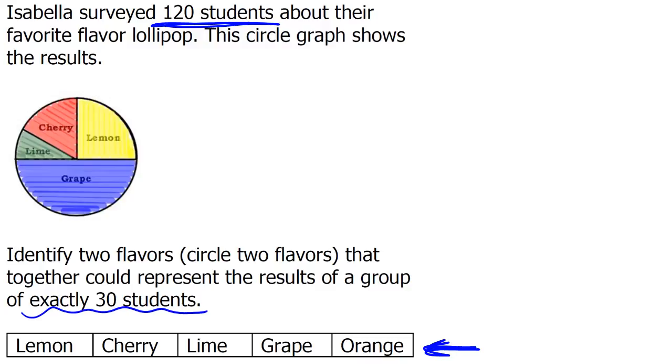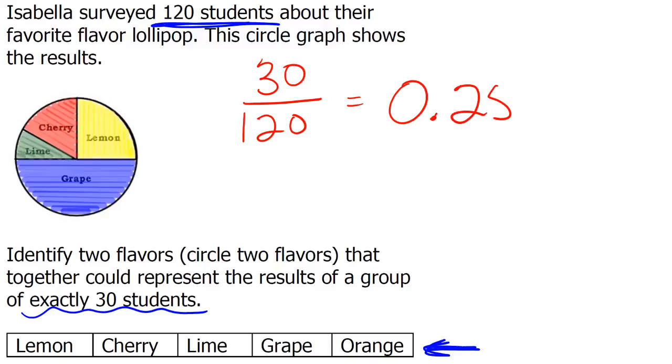For this one, there are a lot of different ways to look at it, but I'm going to set up a fraction. I'm going to do 30 divided by 120, and make this into a decimal. On my calculator, 30 divided by 120 gives me 0 and 25 hundredths. As a fraction, that's the same as 1/4. So I need to look for 2 flavors that make up 1/4 of the circle graph.